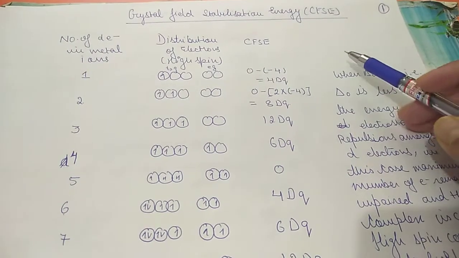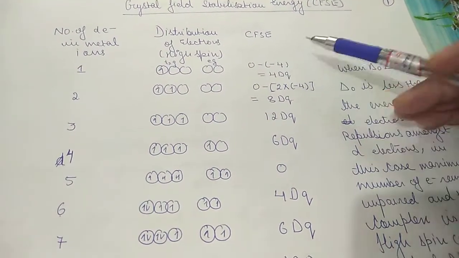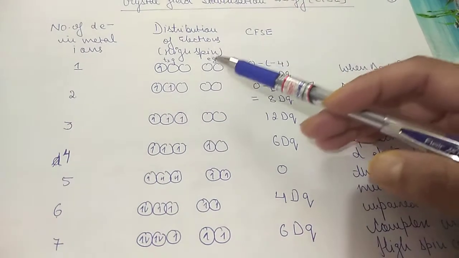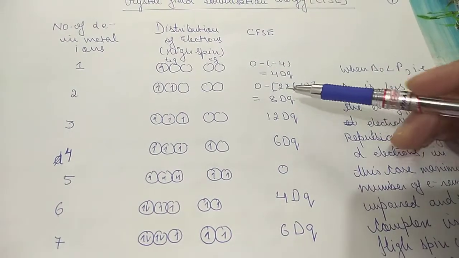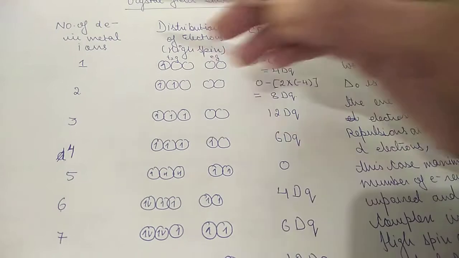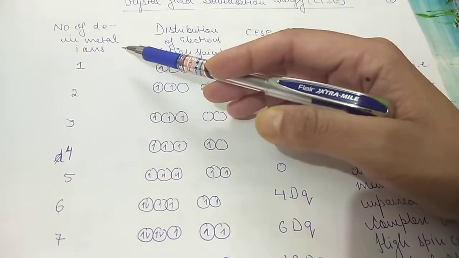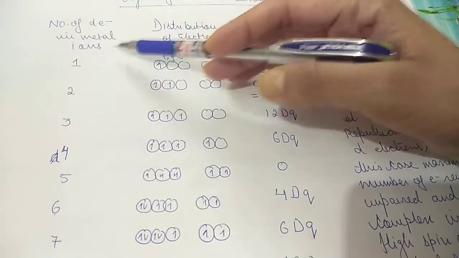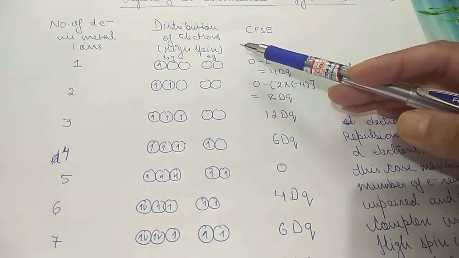So today we will do crystal field stabilizing energy. It will be calculated, and we will do it, first of all, for octahedral complexes. So this is the number of metal ions, the number of d electrons in the metal ions, and the distribution of electrons.